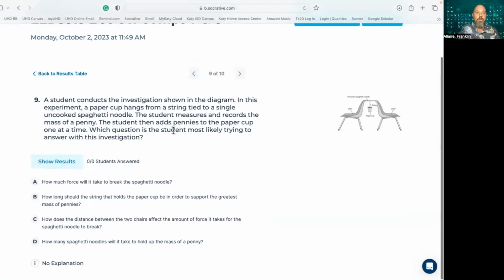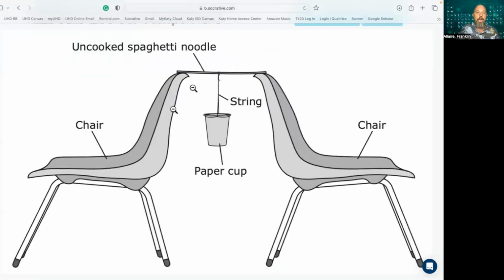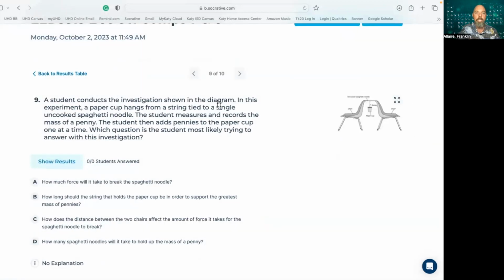Number 9, a student conducts the investigation shown in the diagram. So here we have 2 chairs standing back to back. We have a piece of uncooked spaghetti suspended between them with a string, a paper cup tied to it, and that can hold various things, pennies, washers, whatever it is. In this experiment, a paper cup hangs from a string tied to a single uncooked spaghetti noodle. The student measures and records the mass of a penny. The student then adds pennies to the paper cup one at a time.